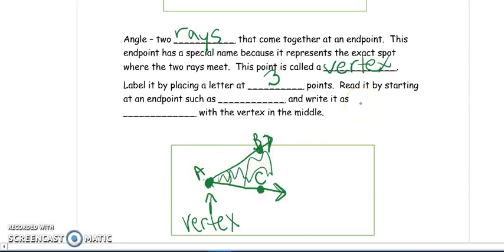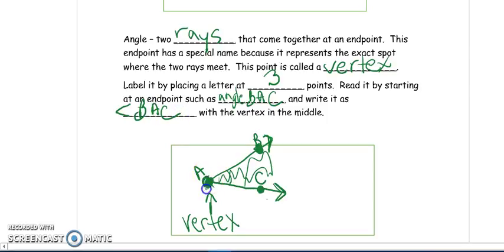We read it by starting at one of the ends, kind of like you would for dot to dot. How would you connect these? You would go from here to here to here. That's how we write them. So we read it by starting at the endpoints, such as angle BAC. So we would say angle BAC. And we write it with a little tiny angle symbol, and we put BAC.